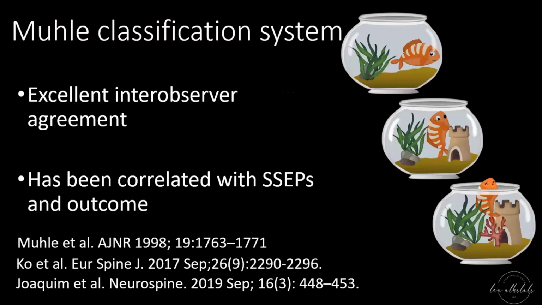So this classification is really super easy and simple. It's also evidence-based, and it's called the Mule classification. Really reproducible. It doesn't correlate with pain, but it does correlate with outcome. So there is an evidence base to this really easy to remember system.